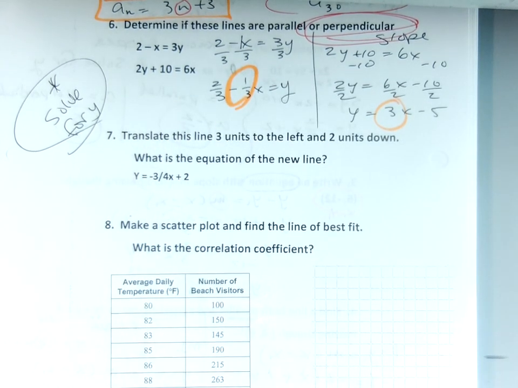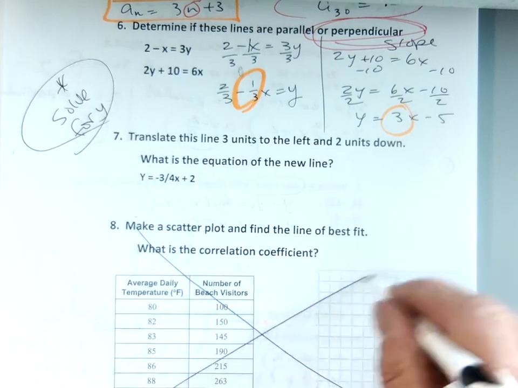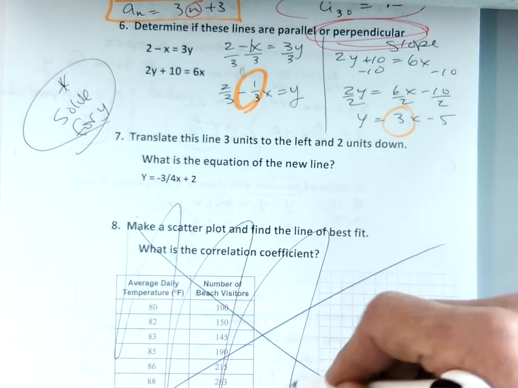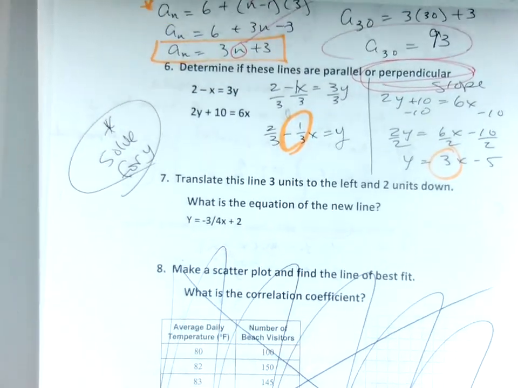Number 8, scatter plot. I did not put this on there, so we don't need to worry about 8. It's not on your form, okay?